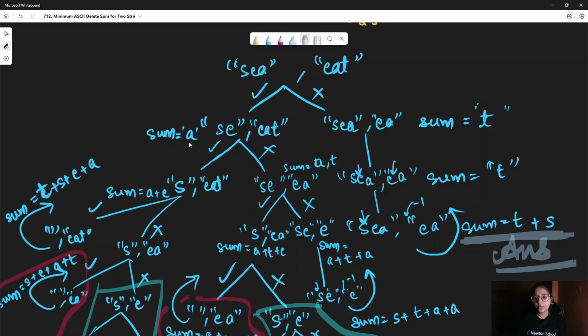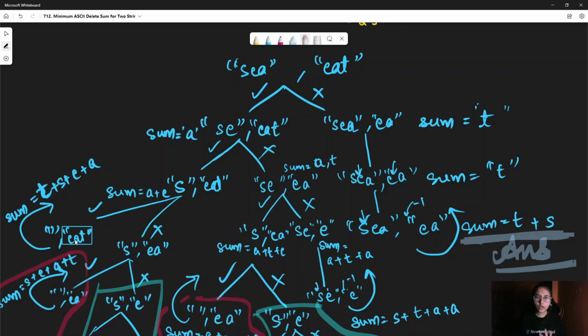Till now our sum was having A, and then we deleted E from the first word. Now there is S and EAT. So in our sum we got A plus E, right? And then again we have to choose or not choose. When we choose from the first word, S, E, A, all three were in the sum, and T was already there because of this particular choice, and then again we will be moving ahead and completing this whole word.